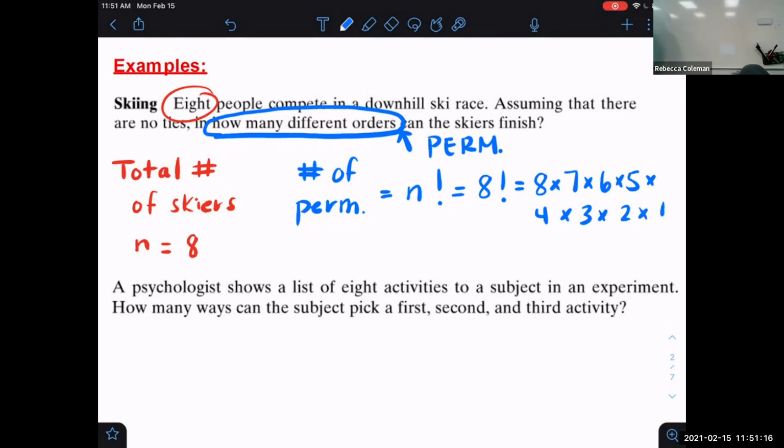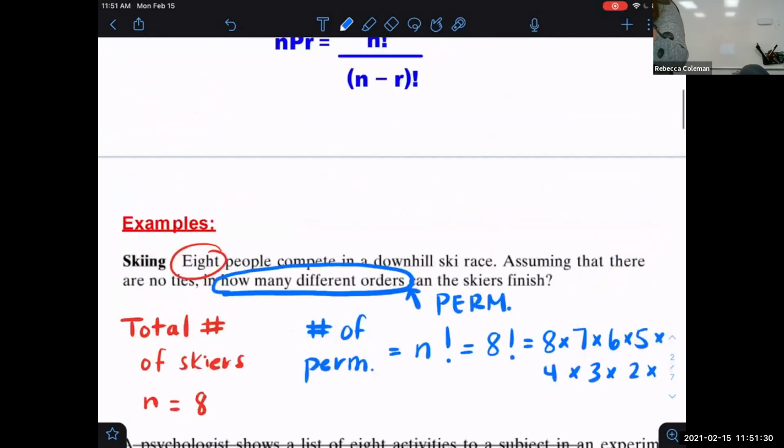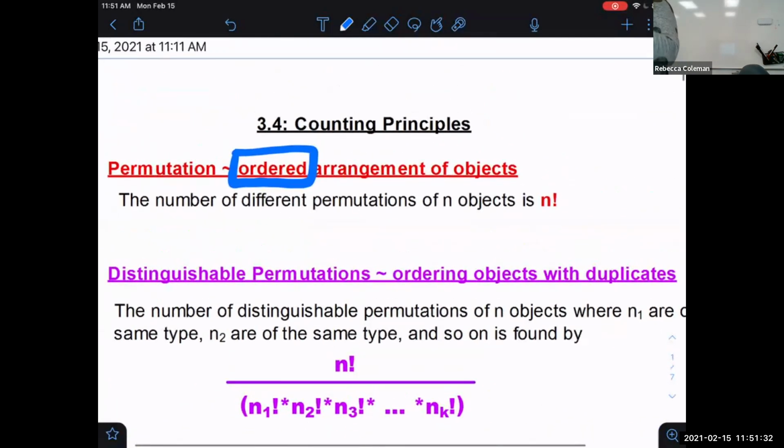Because essentially all I'm doing here is saying, okay, any of the 8 skiers can be first place. And then anybody can be second place except for the one who was first. And then anybody can be third place except for the first 2, and so on. Okay, but it is a rule, and this is what the first formula, if you will, says.